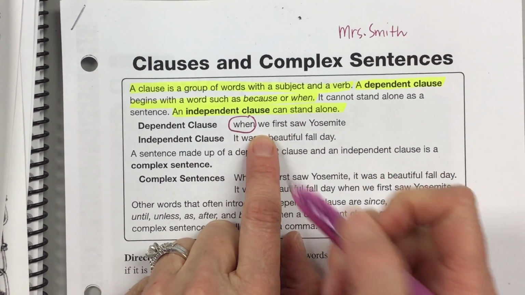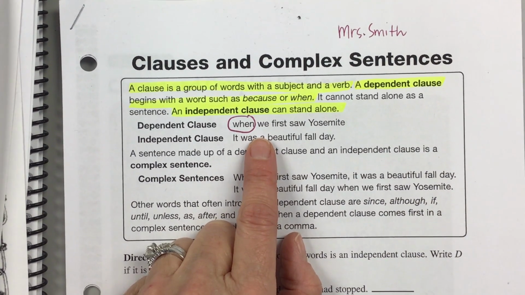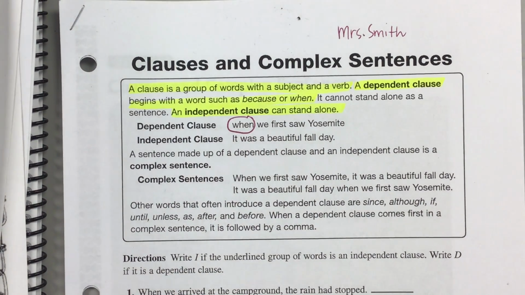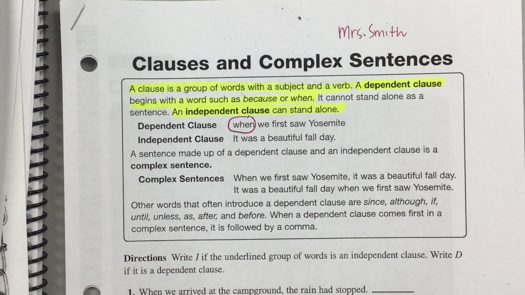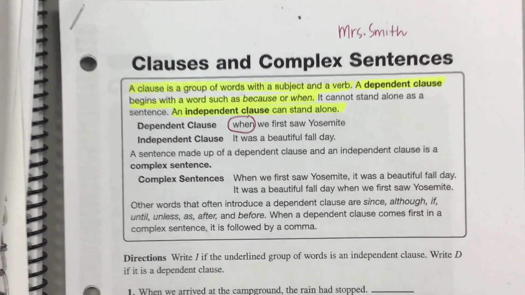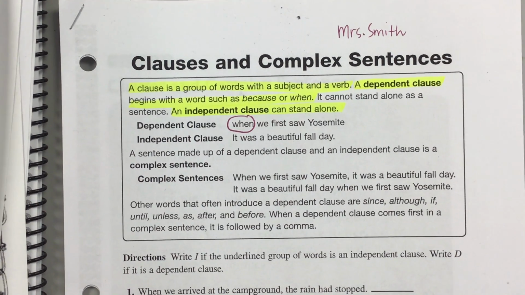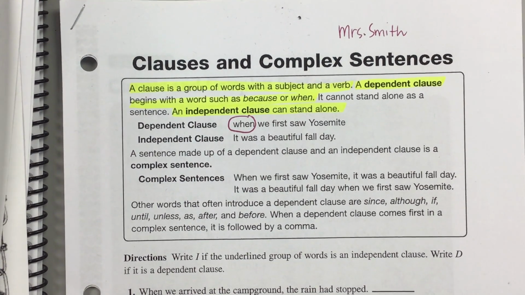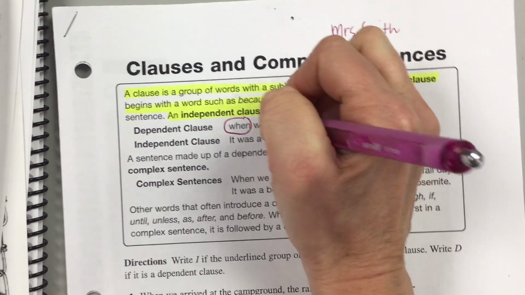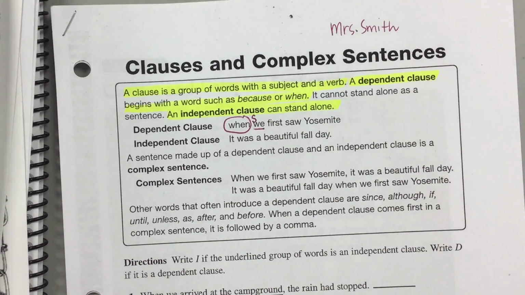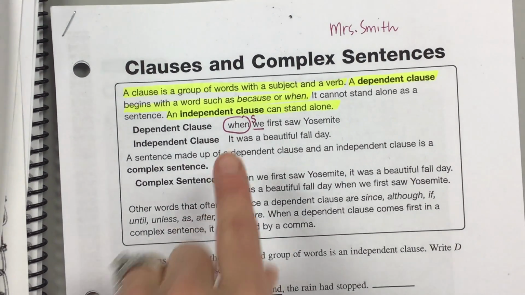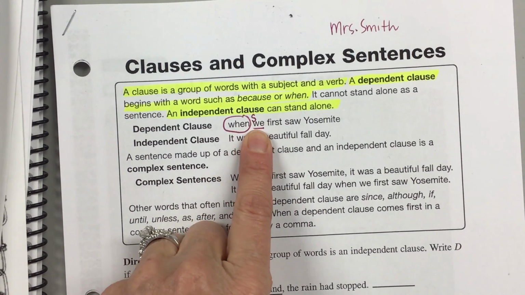It has a subject. What is the subject of that clause? When we first saw Yosemite. What's the subject? Who is that clause about? No, that's a different noun. That's an object noun. I want the one that it's about. Who saw Yosemite? We. Okay, so underline that, and we're going to label that as our subject. We first saw Yosemite.